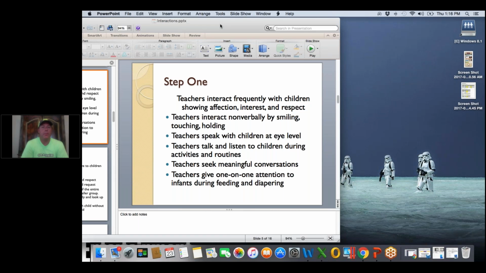Teachers talk and listen to children during activities and routines. This is when some of the best conversations take place, whenever the children are busy and they're just talking and talking, and you can learn so much about the child at that point in time.